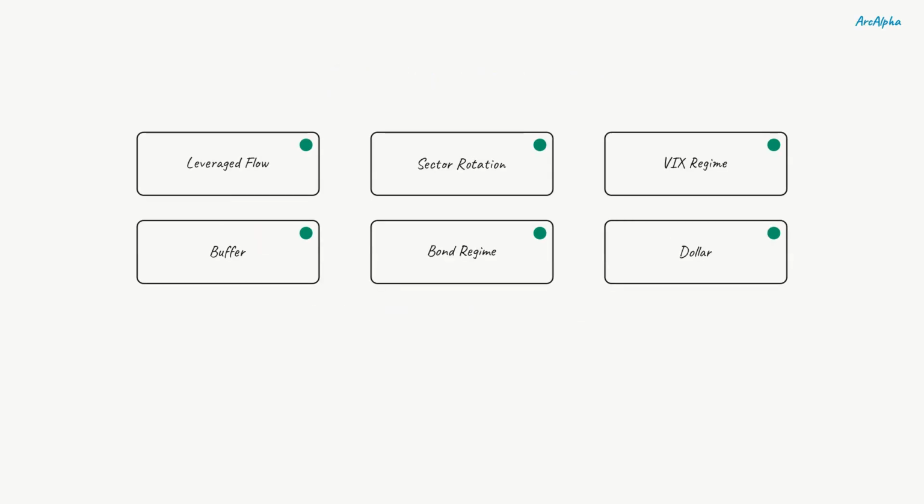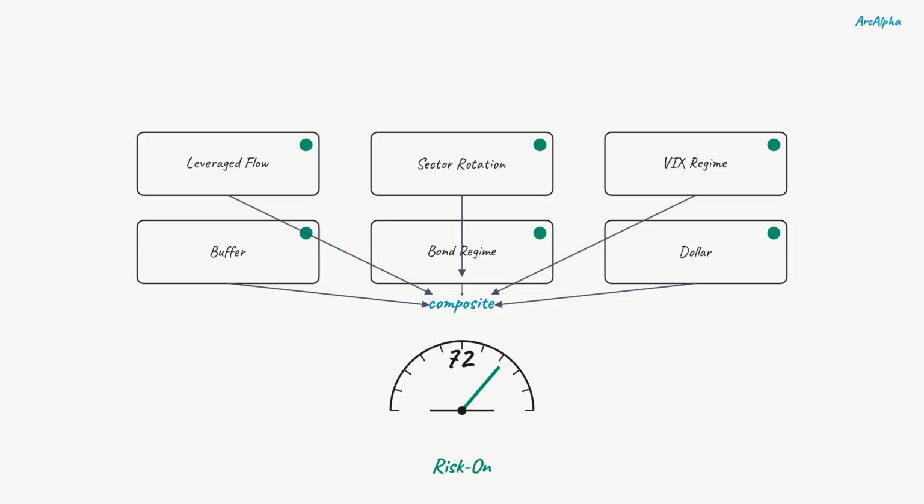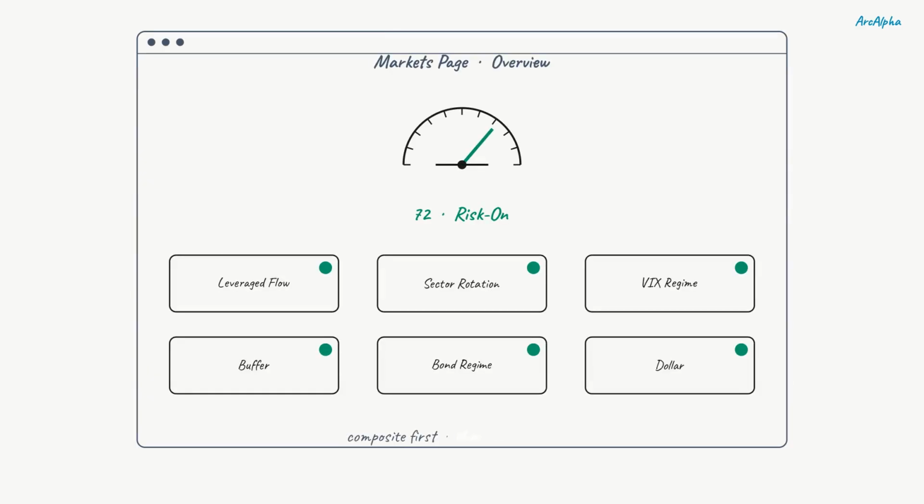So 6 sub-indicators, each reading one axis of risk appetite. The composite averages them, weighted so each one contributes equally. The output is the single 0 to 100 score at the top of the page. On the markets page, you see the composite first. Below it, the 6 sub-indicators with their individual reads, so you can tell at a glance which ones are driving the overall label and which ones are diverging from the rest.